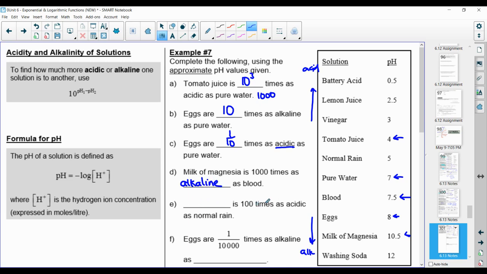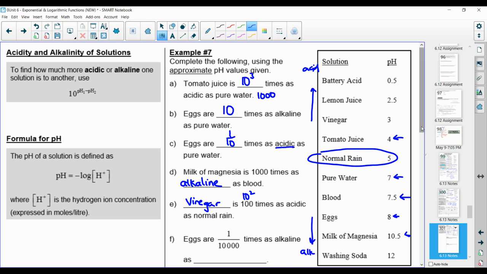And blank is 100 times as acidic as normal rain. Well, we're going to look at normal rain, which is at 5. And if it's 100 times as acidic, we need to be moving more to the acidic. And if we take a look up, 100 times is 10 squared. So 2 jumps up takes us to vinegar. So vinegar is 100 times as acidic as normal rain.